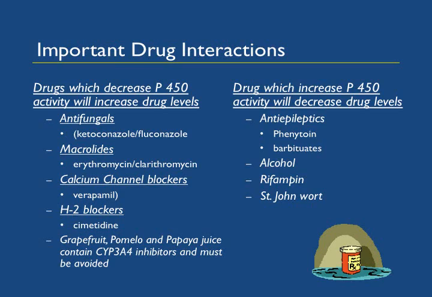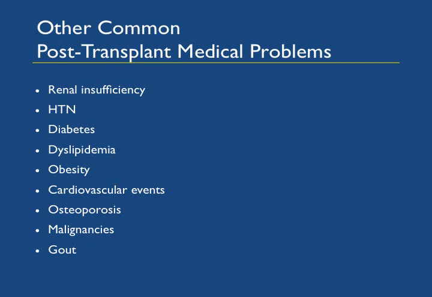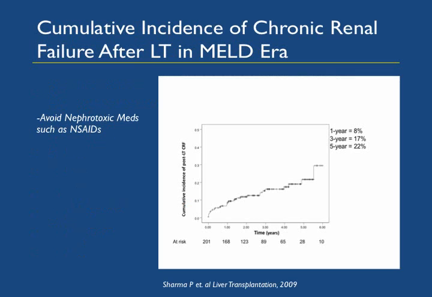transplant patient. Other common post-transplant medical problems include renal insufficiency, hypertension, diabetes, dyslipidemia, obesity, cardiovascular events, osteoporosis, malignancy, and gout. With regard to renal insufficiency, this is very common and likely related to the calcineurin inhibitor. By 5 years after transplantation, 22% of patients have renal failure. It is very important to recognize that because of the calcineurin inhibitors, your patients are very prone to renal failure, and thus nonsteroidals and other nephrotoxic drugs should be avoided.